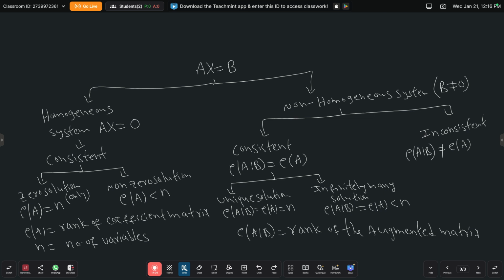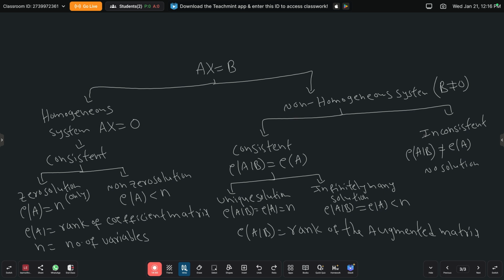Anyway, a non-homogeneous system may be consistent or may not be consistent. If the rank of the augmented matrix is equal to the rank of the coefficient matrix, the given system is consistent. If the rank of the augmented matrix is not equal to the rank of the coefficient matrix, then the system is inconsistent. That means it will not have a solution. We can say no solution also here.